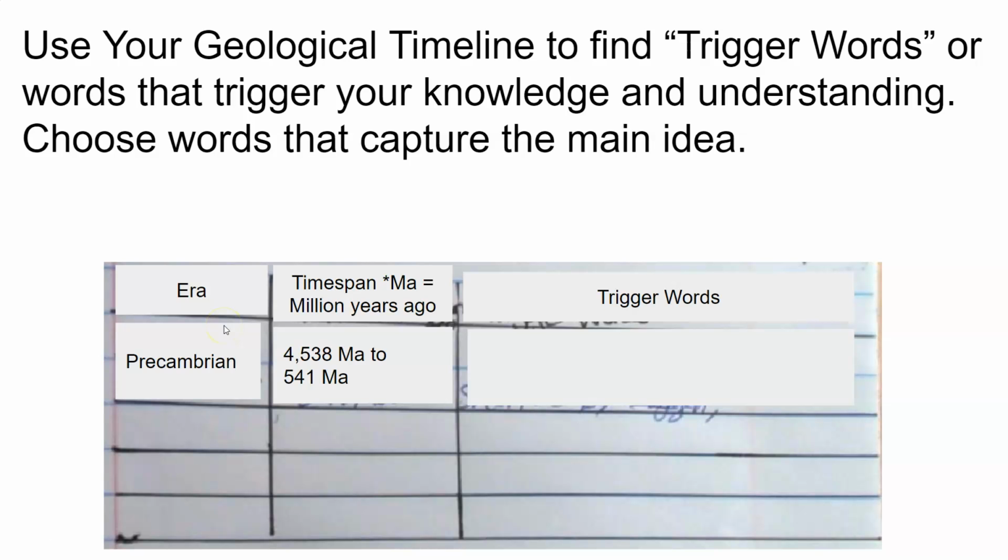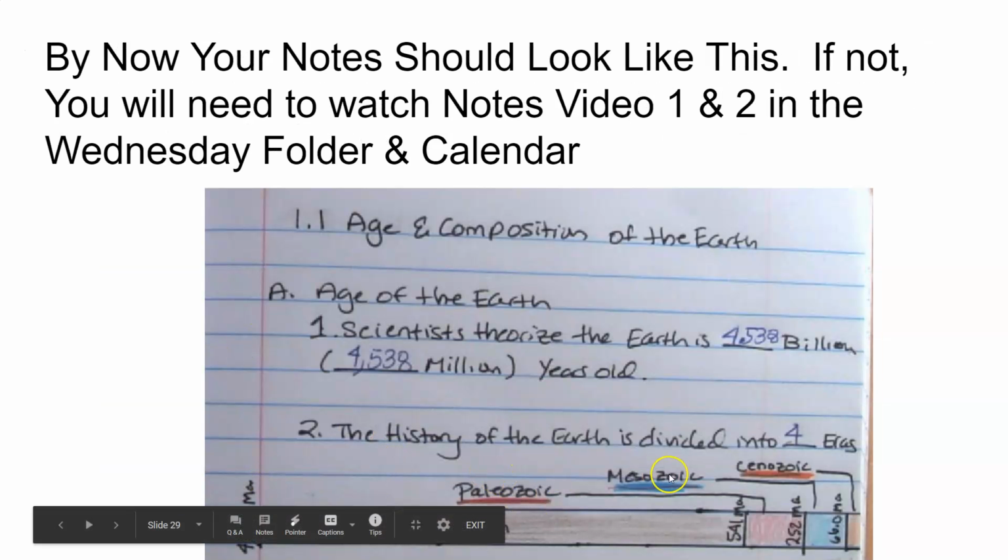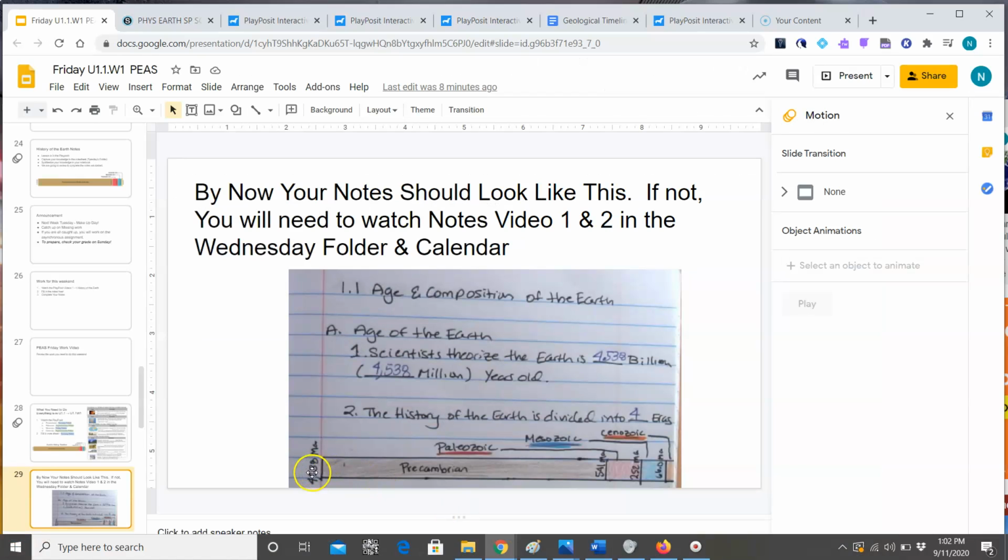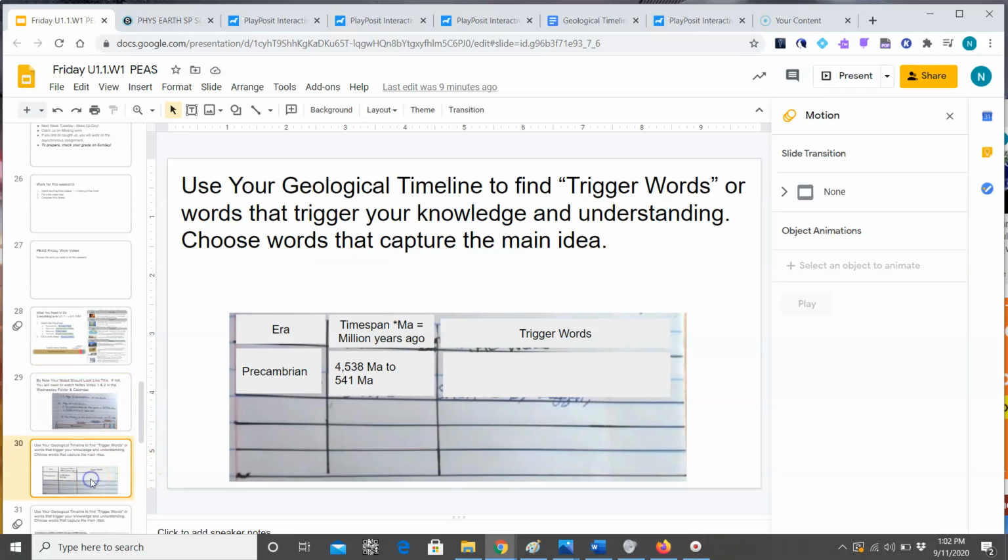Where did I get that from? I got it from the timeline. So your timeline has that information on there, okay? So the Paleozoic goes from 4,538 million years ago to 541 million years ago, okay? Sorry, the Precambrian. Precambrian goes from 4,538 million years ago to 541 million years ago. So that's what you're going to do for your timeline. Or time span, I should say.